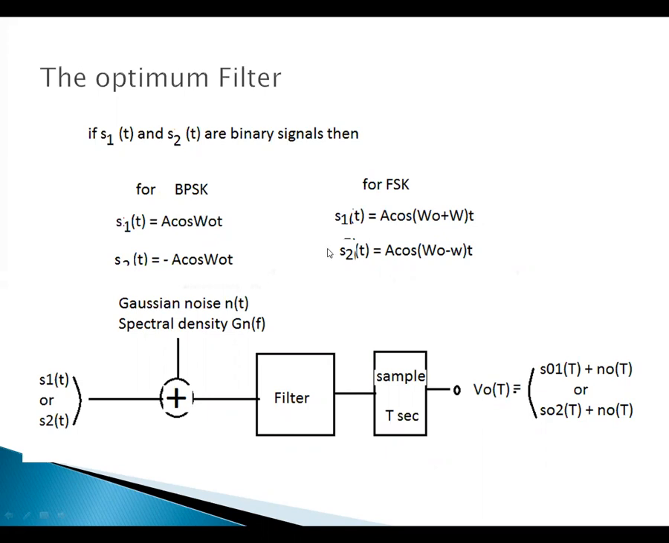Whereas in binary FSK, BFSK or FSK, what is the signal? S1 of t is A cos (omega naught plus omega) t, and S2 of t is A cos (omega naught minus omega) t, where omega naught is the carrier frequency and omega is the deviation frequency. Omega naught plus omega is the high frequency, omega naught minus omega is the low frequency. S1 is related to the high frequency, S2 is related to the low frequency.